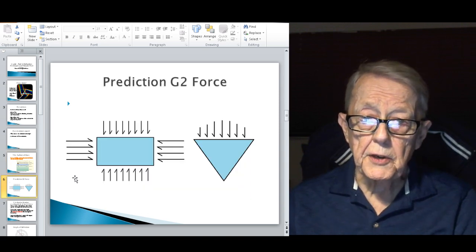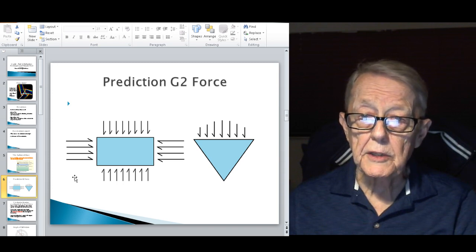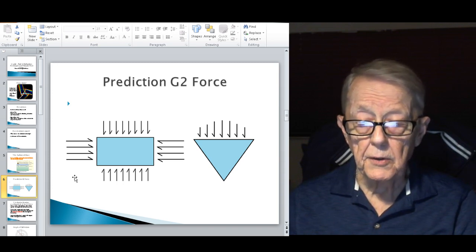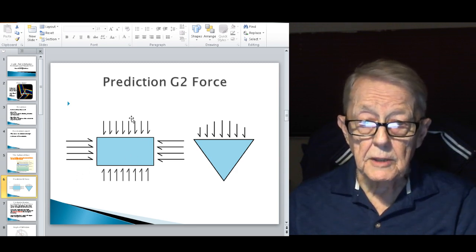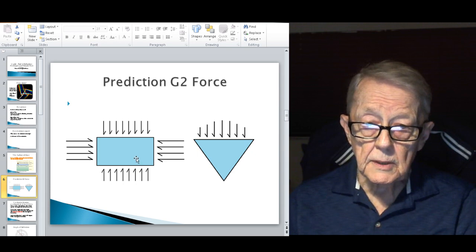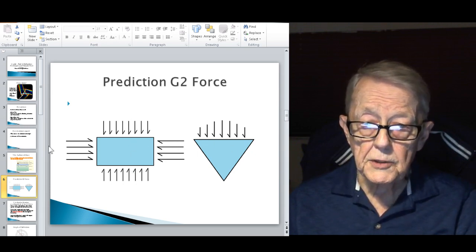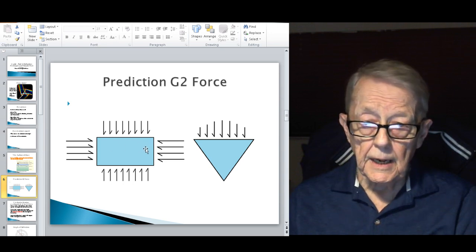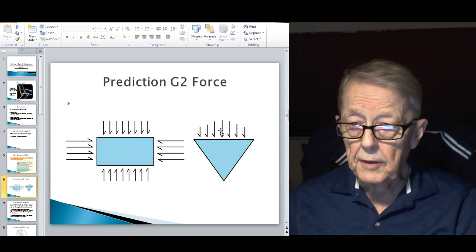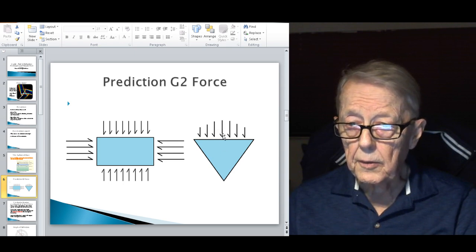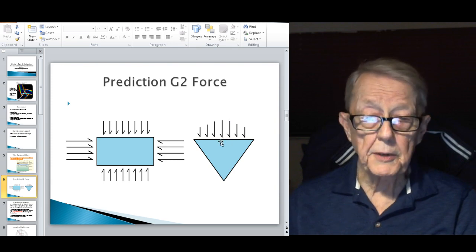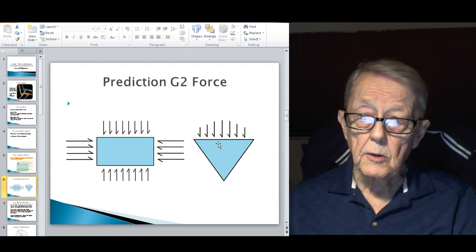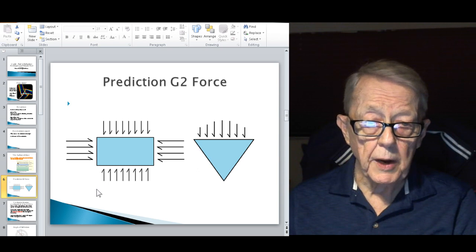So what I'm going to do today is try to predict the G2 force around the rectangular and triangular prism. I am predicting that because this is narrow and this is long, the narrow side will have a smaller force than the long side. And on the triangle, the force in the middle here, where it's longest, should be stronger. A simple prediction. I wonder if I'm right on my prediction.